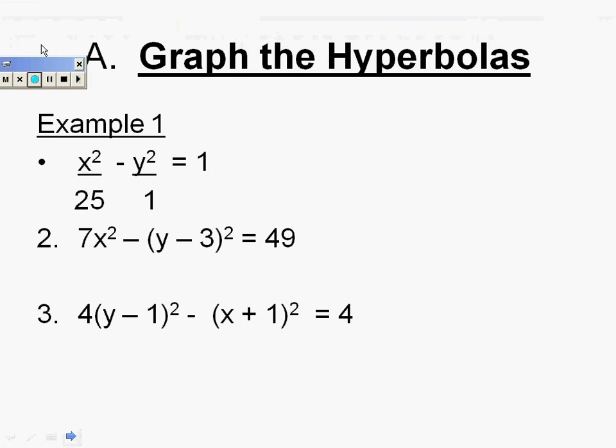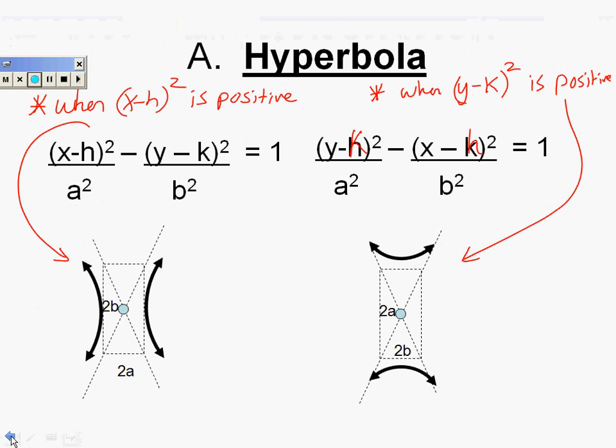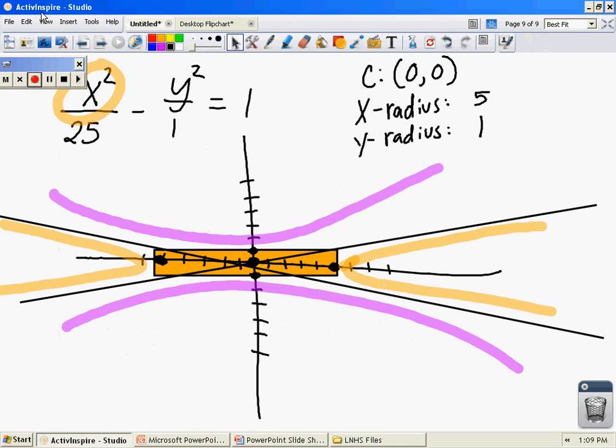Let's go back to our slide here and take a look. When x minus h is positive, where was my hyperbola? On the top and bottom or left and right? It was on the left and right. So, which one is it? It's the orange one.